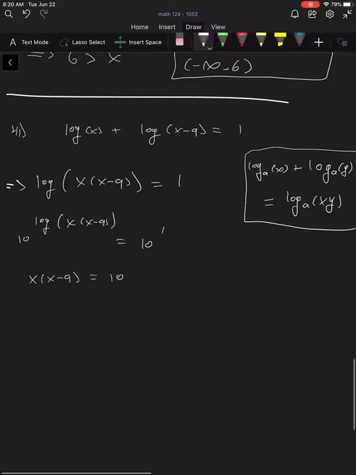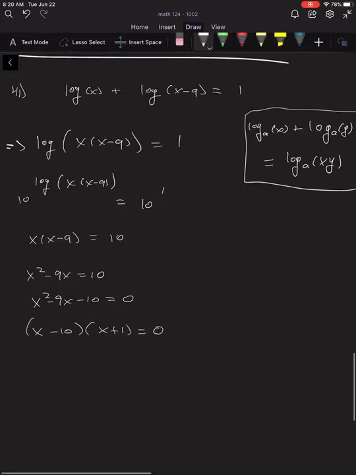So now we need to solve this equation. If we distribute the x, we get x squared minus 9x is equal to 10. Then we subtract that 10 over, so we get x squared minus 9x minus 10 is equal to 0. And we're going to factor. We get x minus 10 times x plus 1 is equal to 0. And this tells us that we get two answers: x is equal to 10, and x is equal to minus 1.